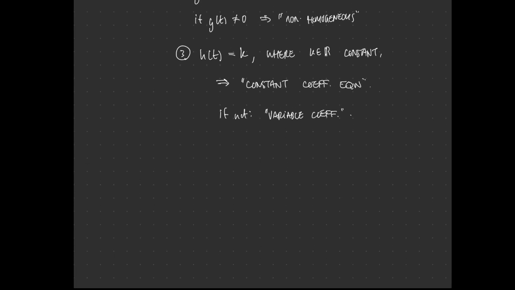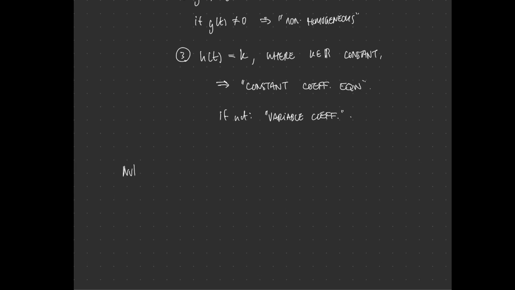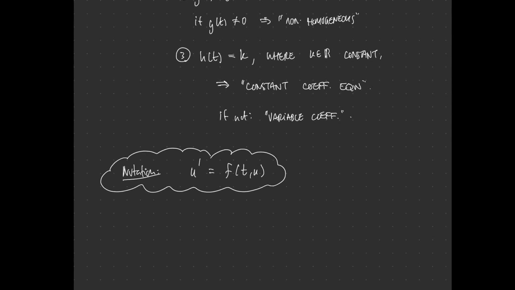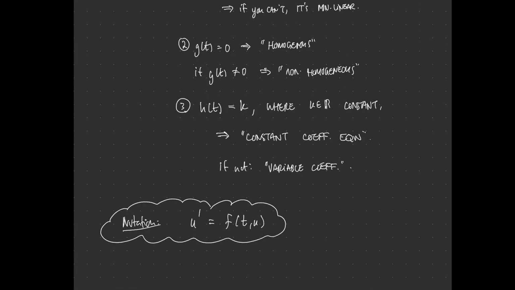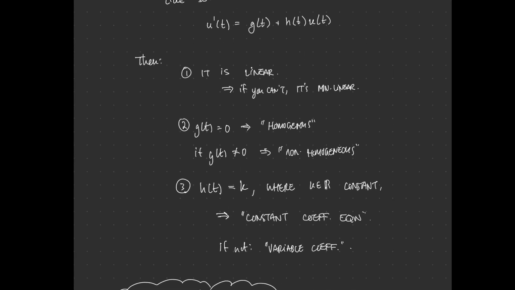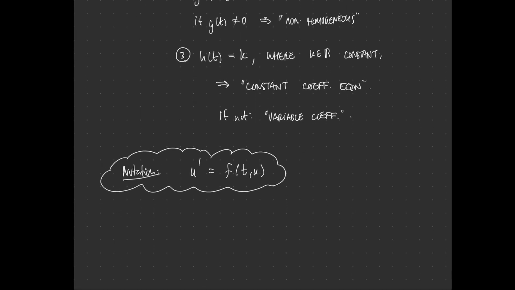Another bit of notation here is that you might see u prime as a function of t and u, where all of the other considerations I just laid out are true: you don't see u in any other power except for 1, the coefficients may be constant or not, and you may have a forcing term or not. All those things still hold up. This is just another simplified way to represent a first order linear DE, again, if it is linear in fact.